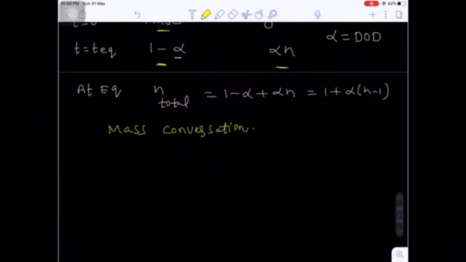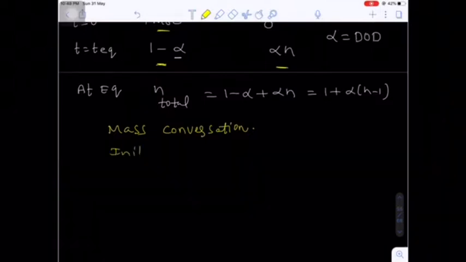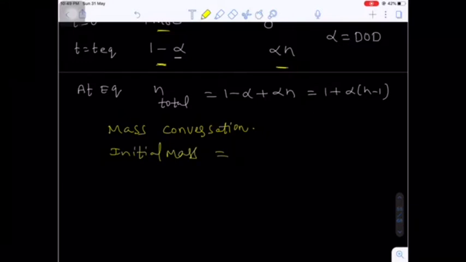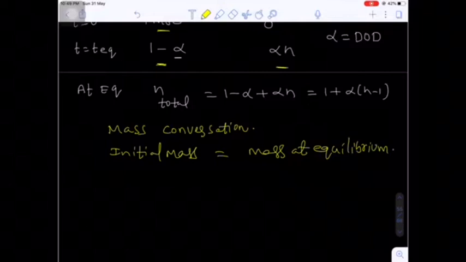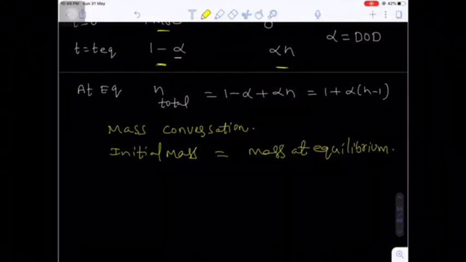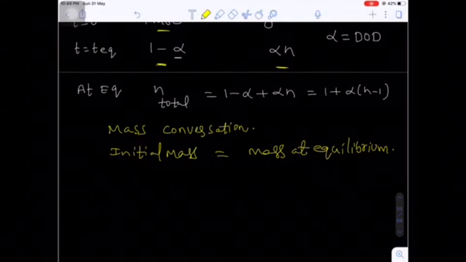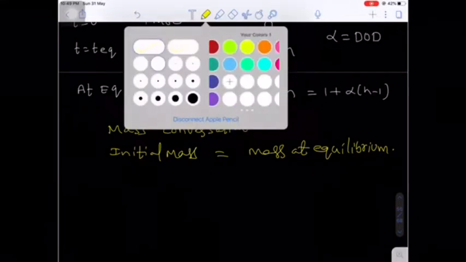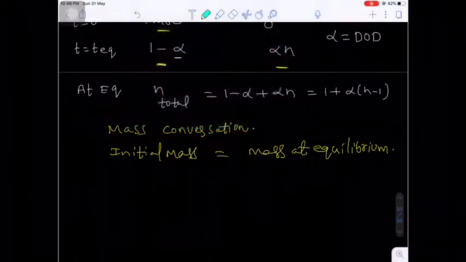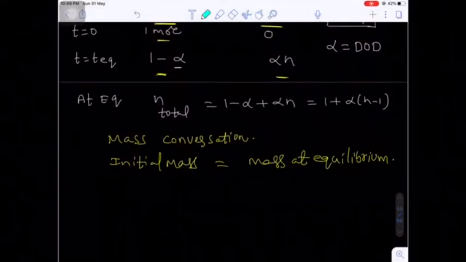Okay, now from the mass conservation, what I am writing, initial mass will be equal to mass at equilibrium. Mass neither can be created nor can be destroyed. It can be transferred from one form to another form. That is the law of conservation of mass. Now here I am using the mass conservation. Initial mass means how to calculate the mass.